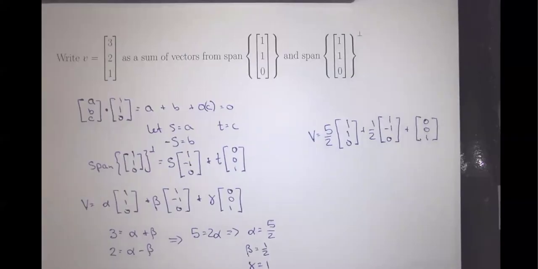And we know that we can always do that for a vector because all the vectors that we're talking about, the 1, 1, 0, the 1, negative 1, 0, and the 0, 0, 1, those are all orthogonal. Because they're all orthogonal, the span of that grouping of vectors should be able to make any vector of the same dimension.